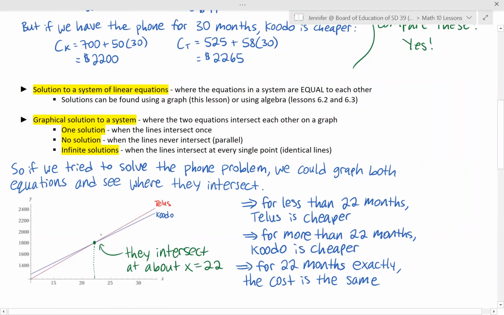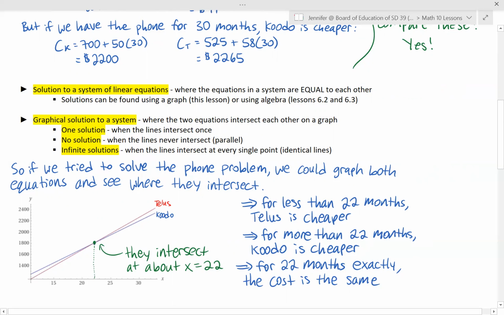Red is TELUS and blue is Kudo. So what we can see is that they intersect approximately at X equals 22. So after 22 or at 22 months, TELUS and Kudo both cost the same amount of money. But before 22 months, the blue line is higher than the red line. So Kudo is more expensive than TELUS if you have it for less than 22 months.